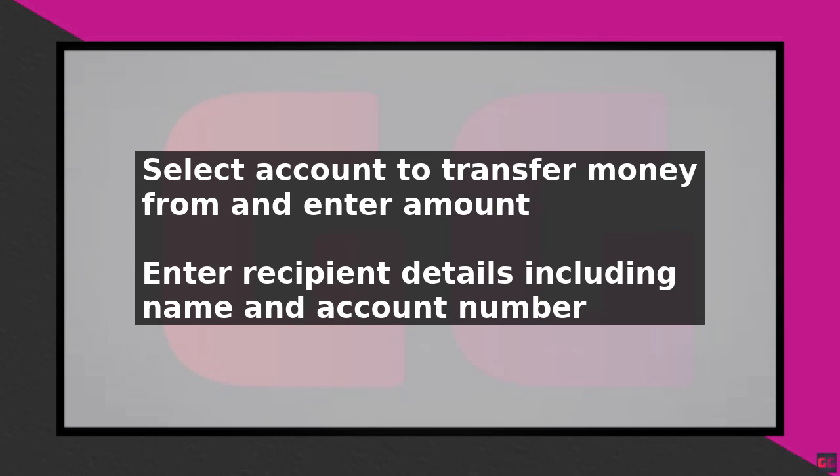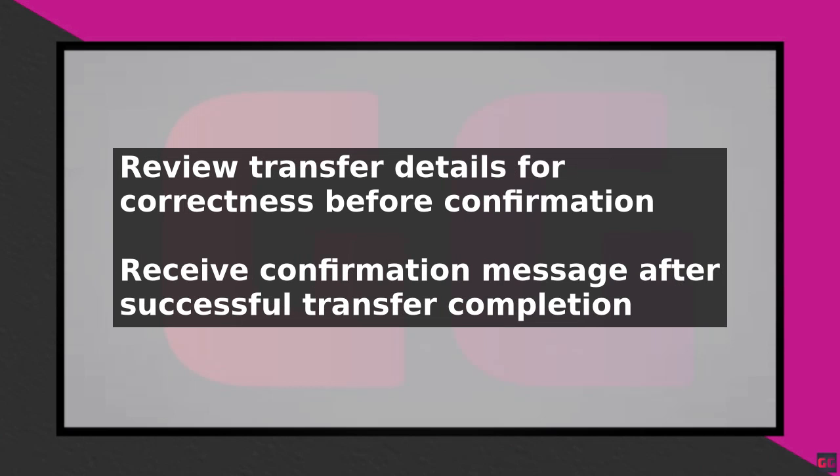If everything is correct, tap the Pay button to confirm the transfer. Monzo will then process the transfer and send the money to the recipient's account. You will receive a confirmation message once the transfer has been completed, and the recipient will also receive a notification.